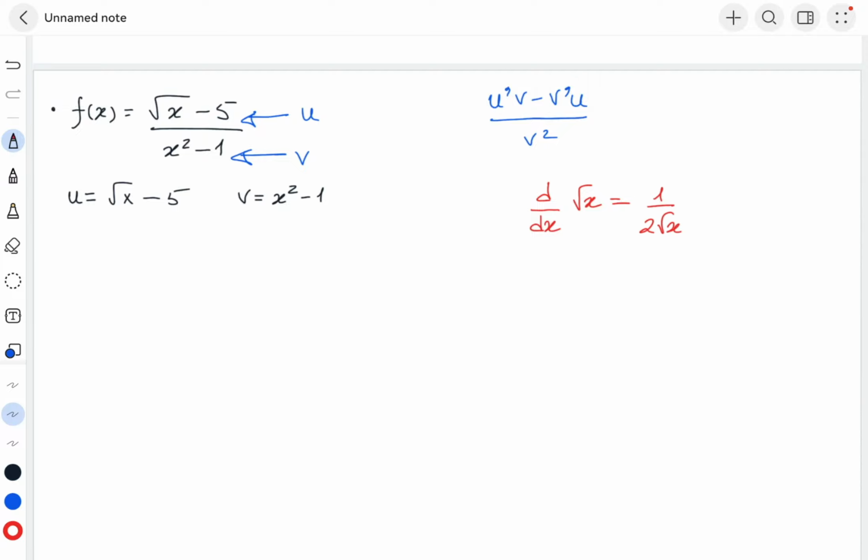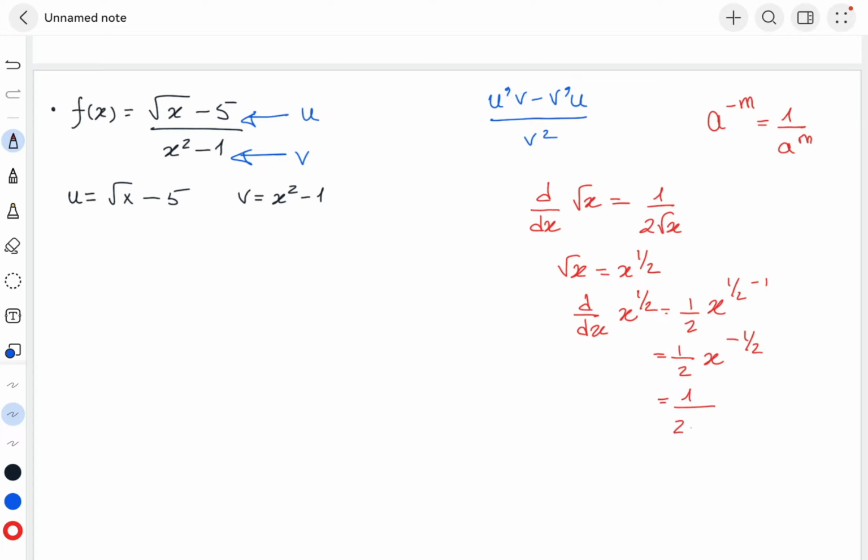How did we get that? Radical x means x power half. The derivative of x power half means we take the power down and subtract 1 from the power, which will become half x power negative half. And we know that a to the negative m equals 1 over a to the m, so that the power becomes positive. We'll have 1 over 2 x power half. And you know that radical a means a to the half. We can move either way, from radical to power or from power to radical. Here we'll be moving from power to radical, which will give us 1 over 2 radical x.